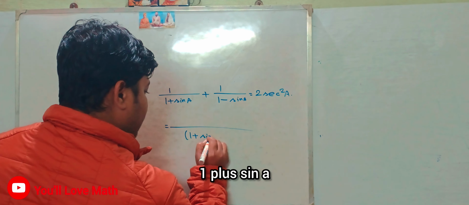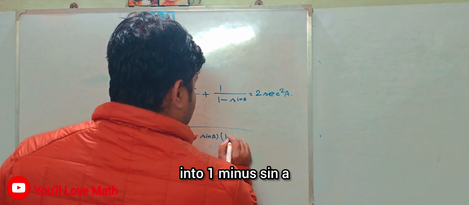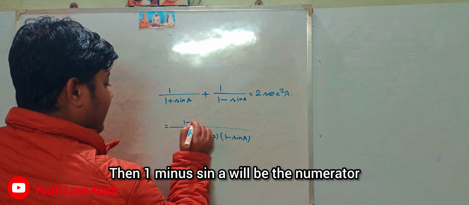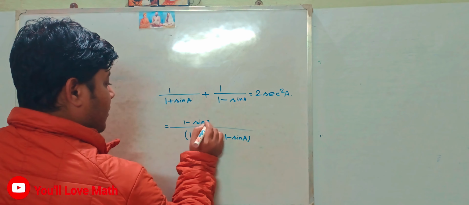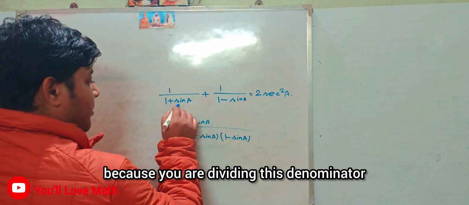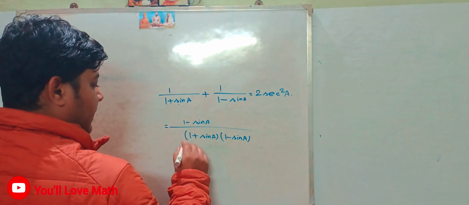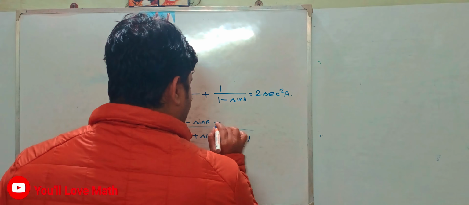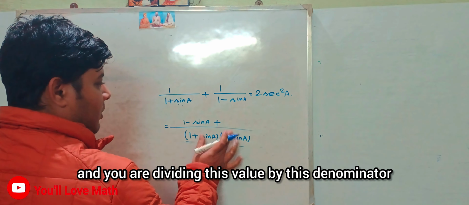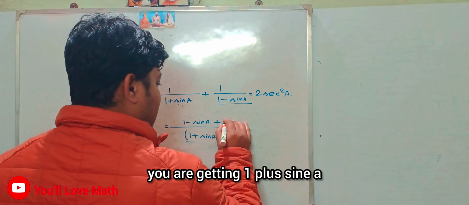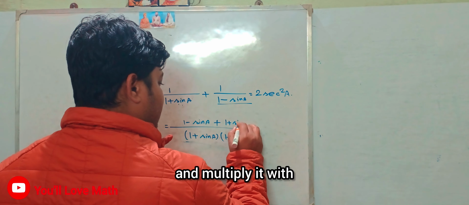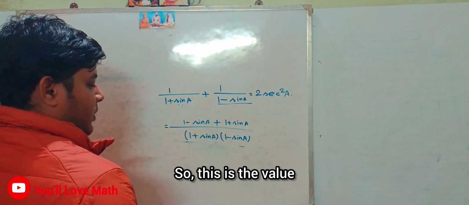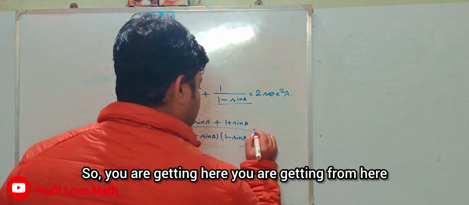1 plus sine a into 1 minus sine a. Then 1 minus sine a will be the numerator, because you are dividing this denominator by that value and getting 1 minus sine a. And dividing by the other denominator, you get 1 plus sine a, and multiply it with that numerator. So this is the value.